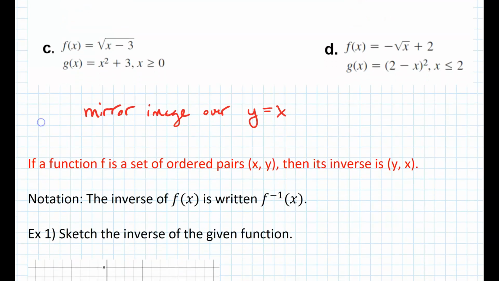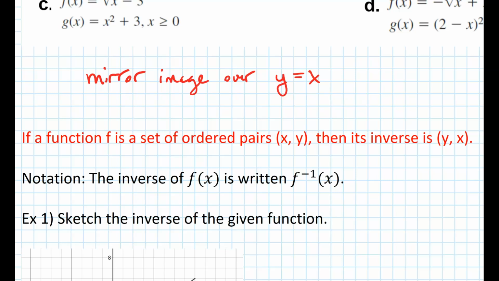So a function f is a set of ordered pairs (x, y), right? If it has an inverse function, it means that the inverse will have the opposite coordinates. So instead of (x, y), the inverse will have (y, x). Our notation for the inverse function is f to the -1 of x, right? And we pronounce it as f inverse of x, or inverse of f of x.